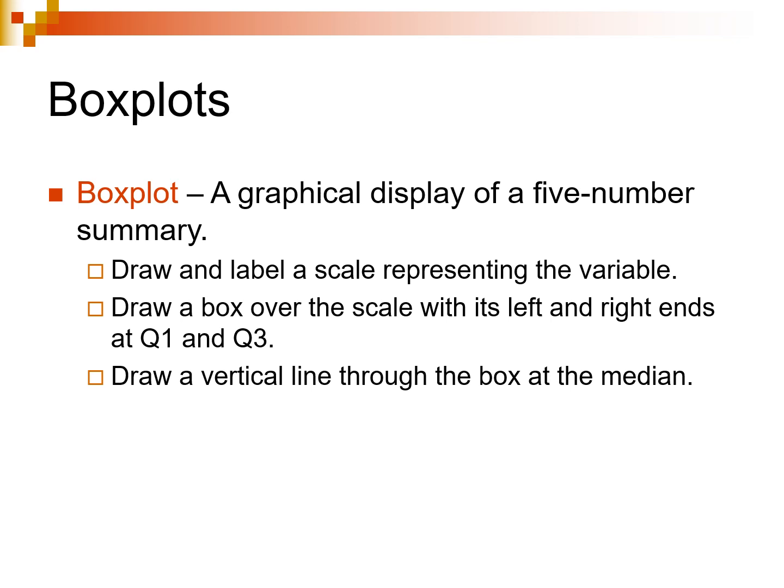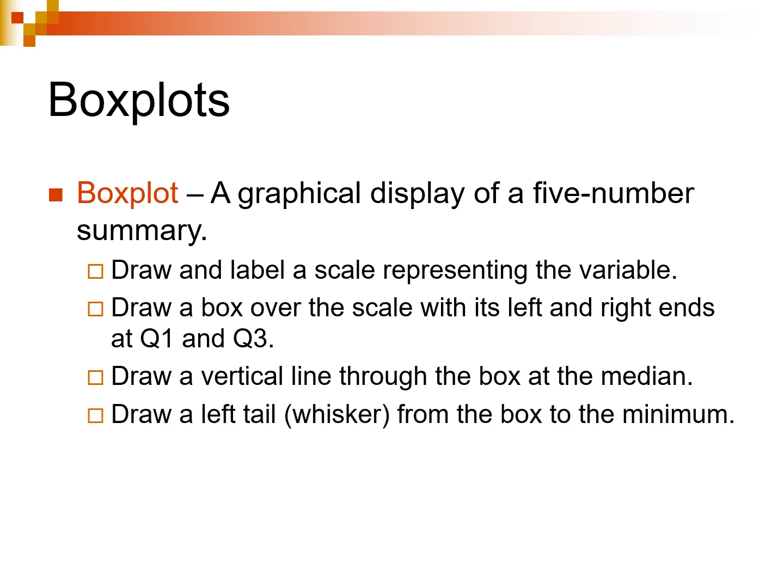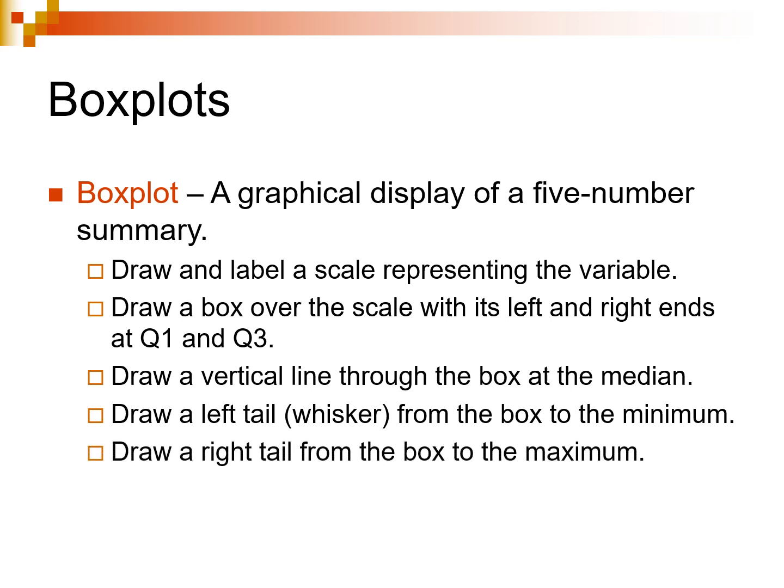You're going to draw a vertical line through the box at the median, whatever that might be. It could be closer to Q1, it could be closer to Q3, it could be in the middle. So don't be surprised if your vertical line is kind of skewed. You're going to draw a left tail, which we call a whisker, to the minimum value, and we're going to draw a right tail from the box to the maximum. Since we're used to doing median, Q1, and Q3, this should not be too difficult, just a visual representation of that data.